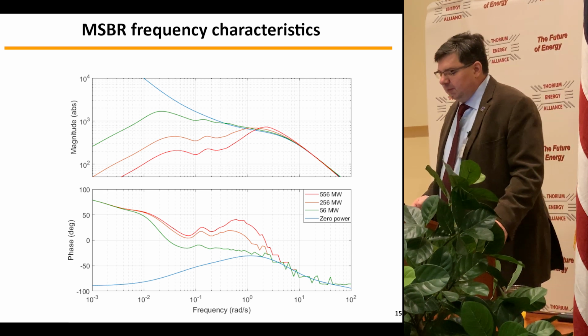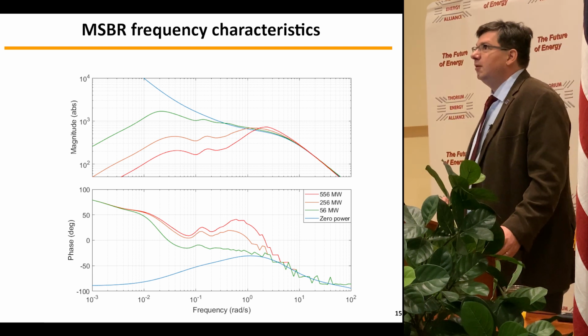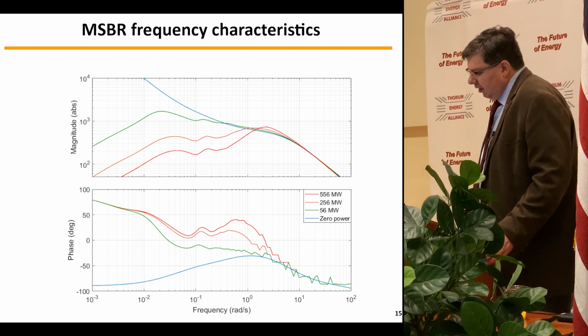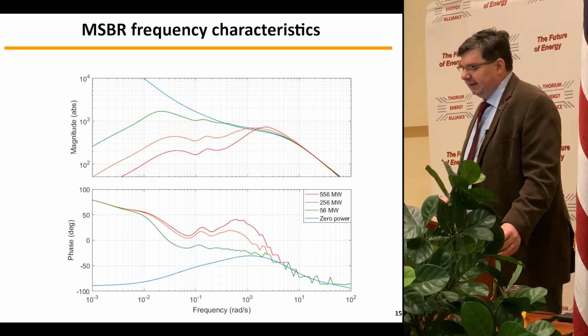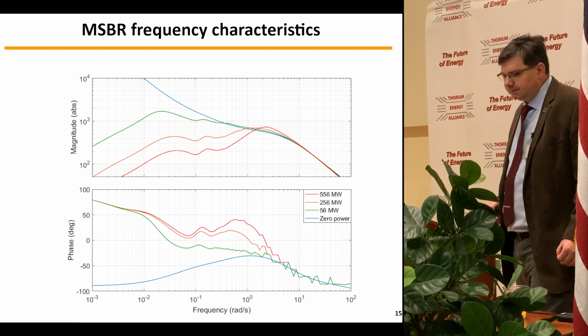And the dip at 0.1 radian per second corresponds to the coolant loop time, and the dip at 0.3 radians per second corresponds to the power-weighted average of the fuel salt and the fertile salt loop times.